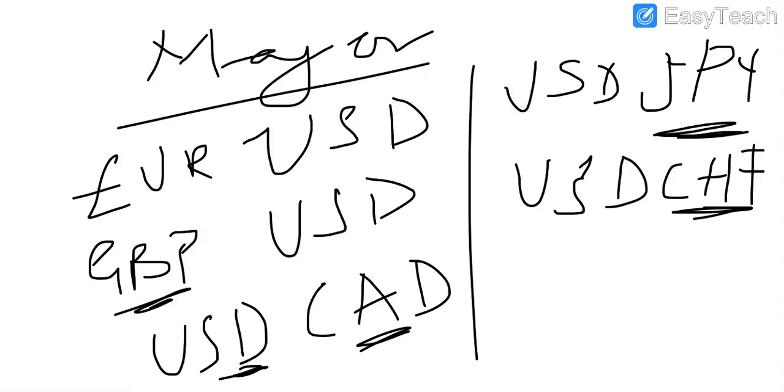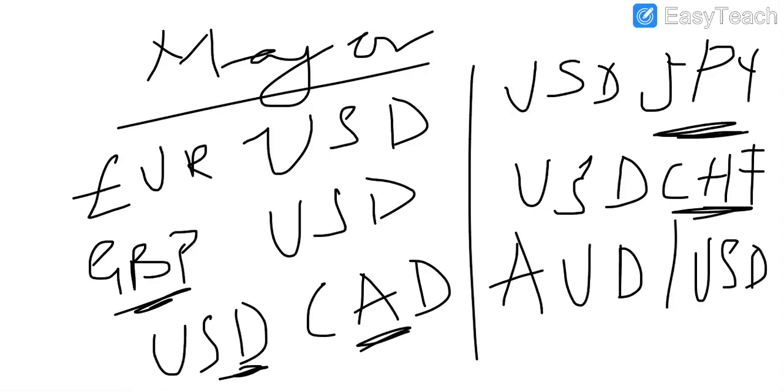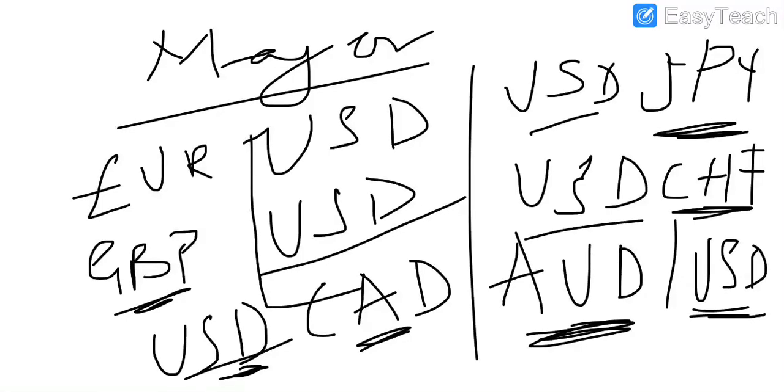And then we have the Australian dollar against the United States dollar. These are called major currency pairs. Most of the currencies we see here are US based. Now let's look at other currency pairs that are not US targeted, but are still major currency pairs.